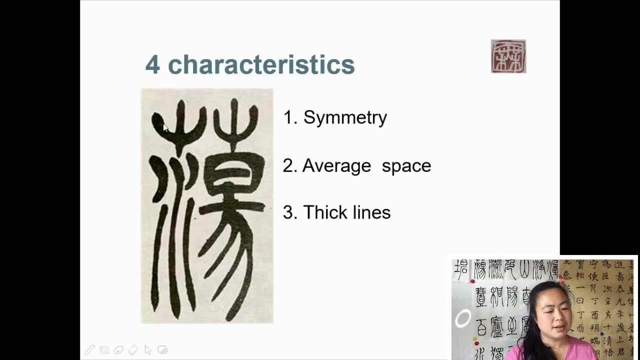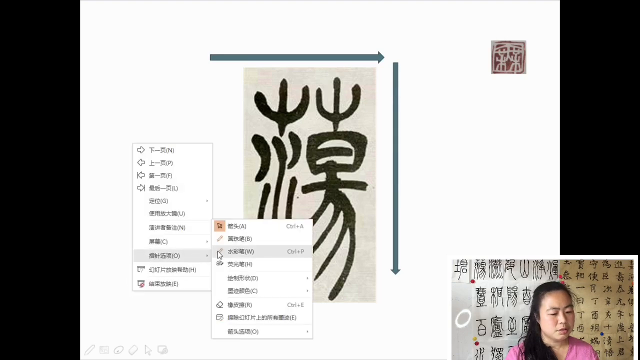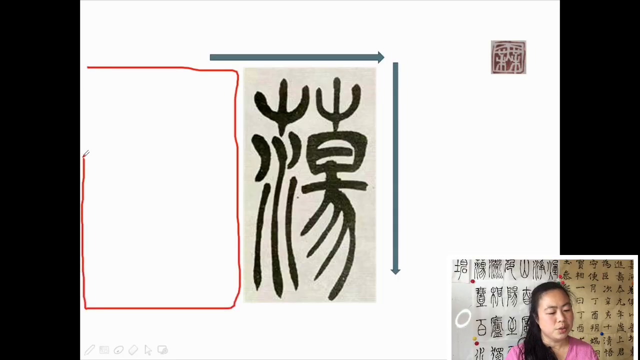Okay, now thick lines. Thick lines, we mean we need to use a little bit more of our brush tip. Okay, then long drifting lines. So we already learned the water and the grass radical in our previous lessons, so I don't mention more here. Okay, now here I show you how to write this character with a marker. So in this part we pay more attention to the structure and the order.